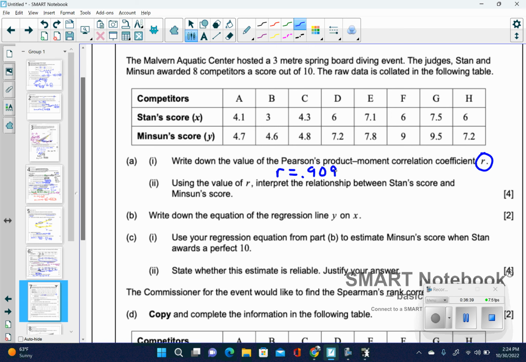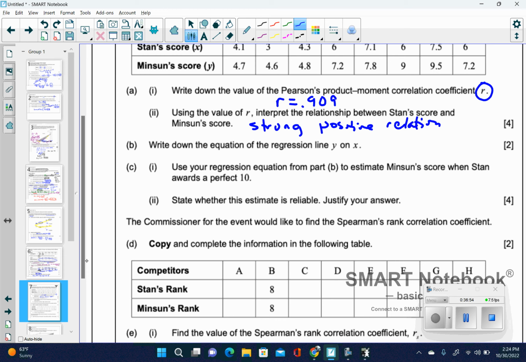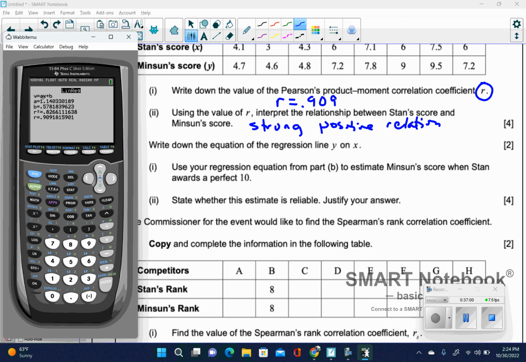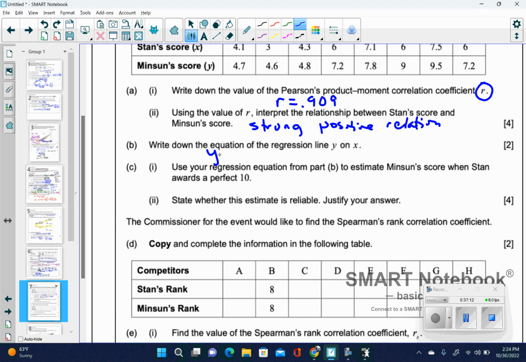Beautiful. So this indicates that there is a strong positive relationship between the two scores, Stan score and Minson score. Write down the equation of the regression line. You just need to go back here. So here's your A, which is your slope, and your B is right there. We call slope gradient. So now we're going to take this and write it as an equation. So y is equal to 1.14 plus 0.578.